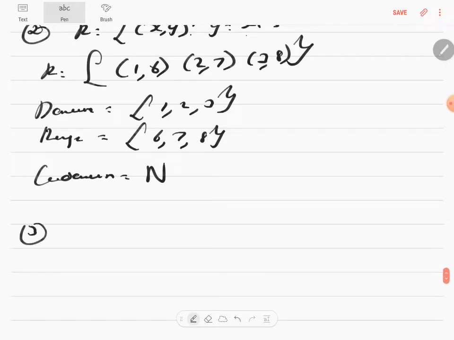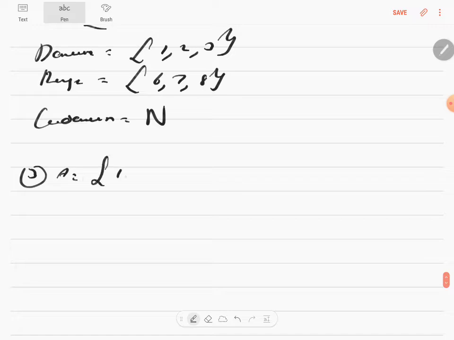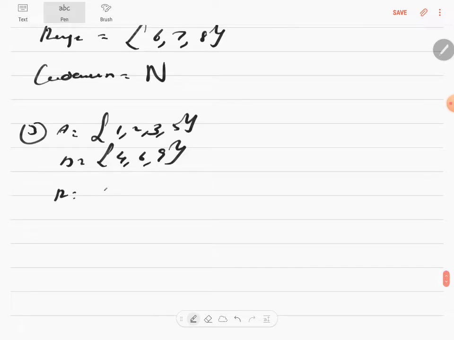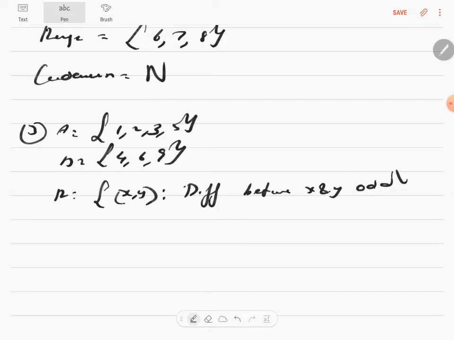So let's go to the third question. Third question: A is equal to 1, 2, 3, 5. B is equal to 4, 6, 9. Define the relation R from set A to B, where the relation R is given by x, y, where the difference between x and y is odd. So you have to choose x from here and y from here. Obviously x, y means x from there and y from here.